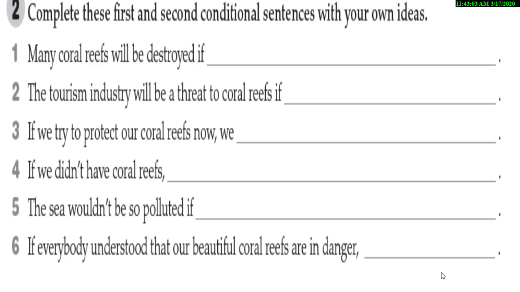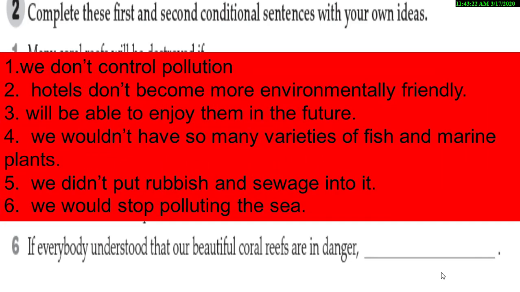Okay, students, have you finished? Okay, good. Now, let's together have some of the ideas that could be suitable to complete these sentences. So number one, try to complete it with the following statement. These are some of the possible answers.